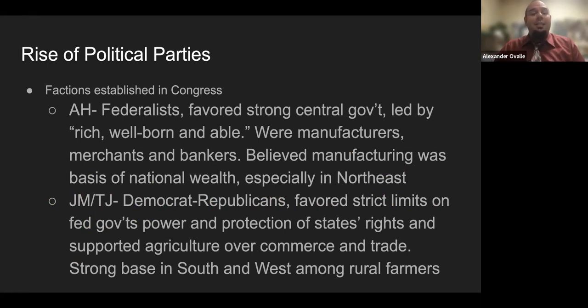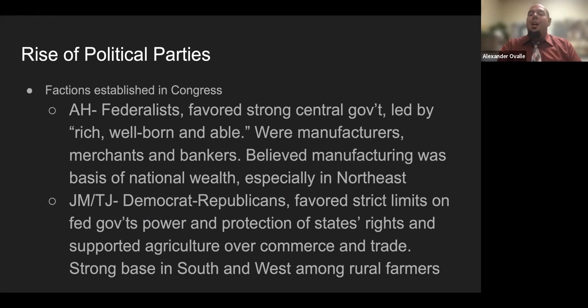You have the Federalists, who were the party of Washington and Alexander Hamilton, and then you have the Democrat Republicans. Federalists are those who favored strong central government led by the rich, well-born, and able. They were manufacturers, merchants, and bankers. They believed manufacturing was the basis of national wealth, especially in the Northeast.